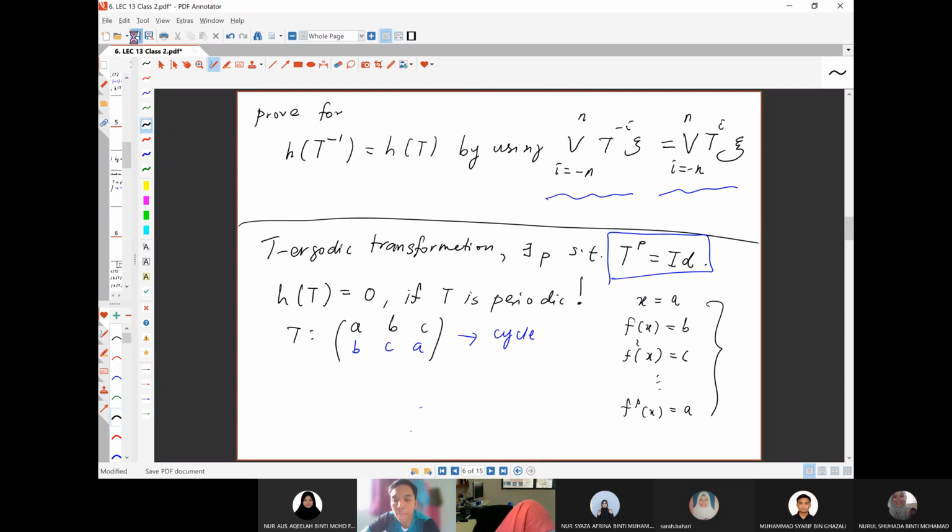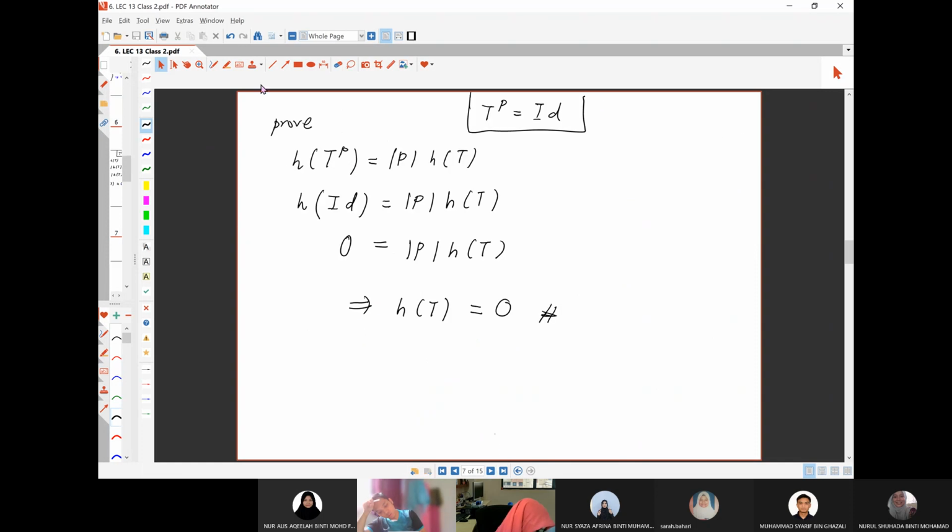So if you prove this statement, if T is an ergodic transformation, so you have T power P equals ID, so you have entropy is 0. So the proof is this. Okay, so another example.